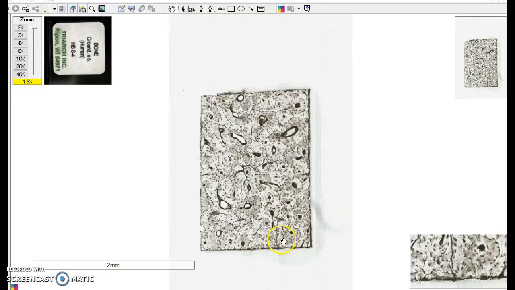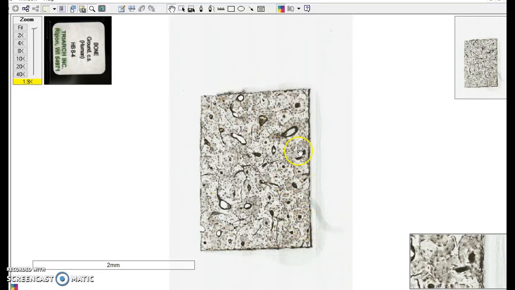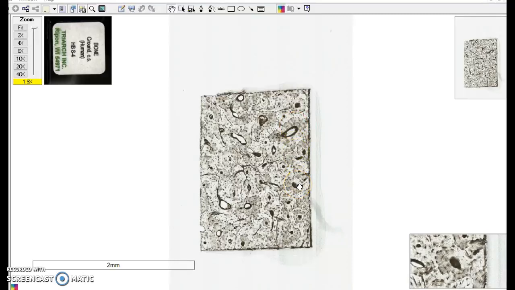Bone. This is a slide with a piece of bone on it. In order to make a thin section of bone, because bone, as you know, is hard, it has to be decalcified. It's treated and the mineral aspects are removed. So it's a little bit different than some of the other tissues that we look at.